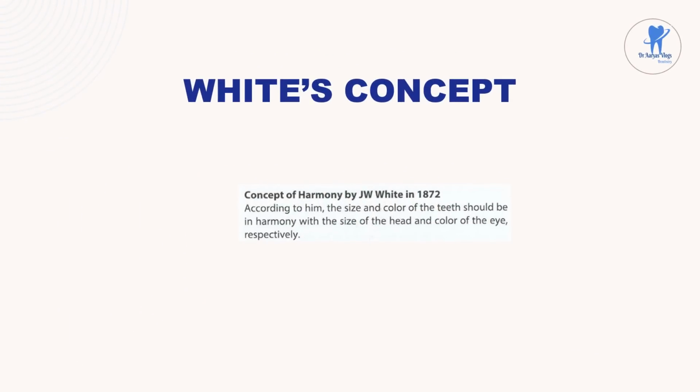What is White's concept? According to J.W. White, that is the concept of harmony in 1872. According to him, the size and color of the teeth should be in harmony with the size of the head and color of the eye respectively.